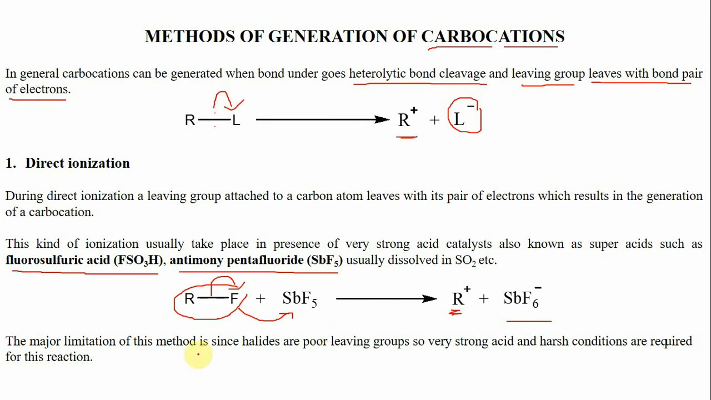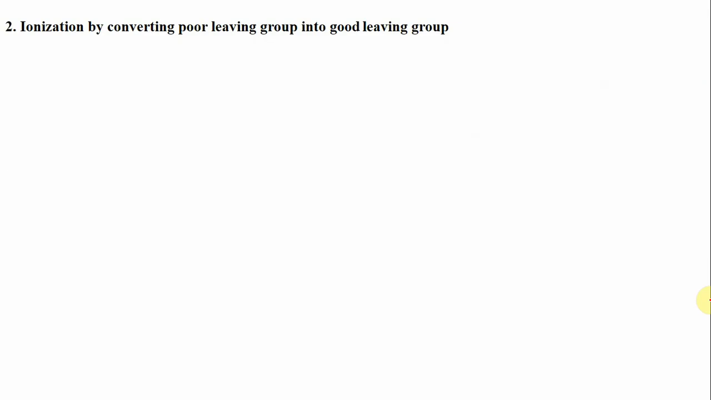The major limitation of this method is that usually alkyl halides are used, and halide groups are very poor leaving groups. So in this case very strong acid catalysts and very harsh reaction conditions are required.